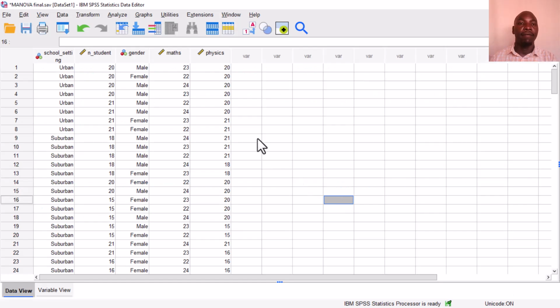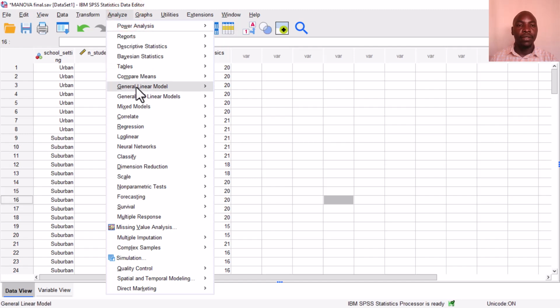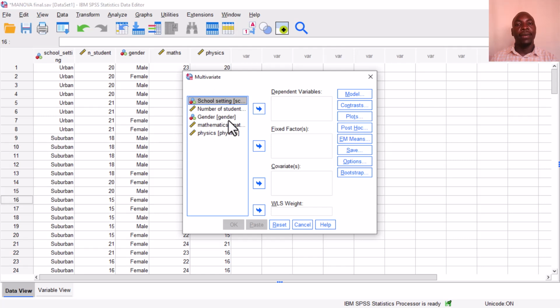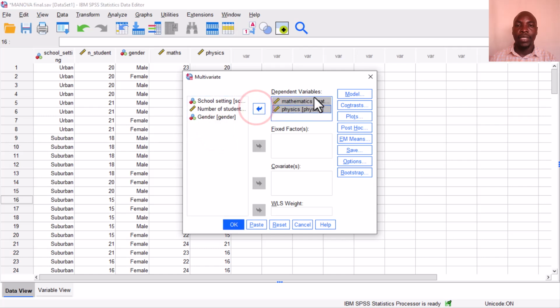So to run the MANOVA, simply go to Analyze, go to General Linear Model and select Multivariate. On the left, you will see all the variables in your data set, and on the right, the first box is dependent variables. This is where we are putting those numerical outcomes that we want to analyze together. In this case, we have mathematics and physics, which I'm putting under dependent variables. Then we have the fixed factors. In this case, that is the independent categorical variable, which is school setting for this illustration.